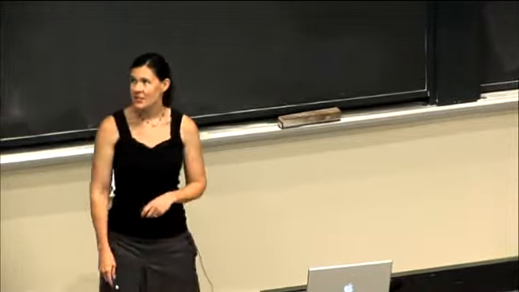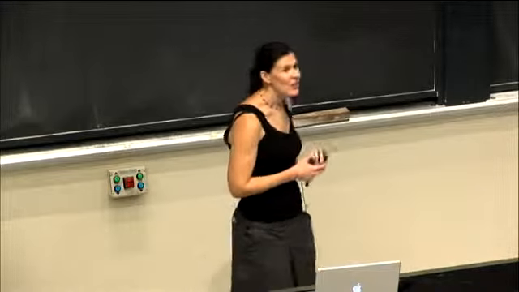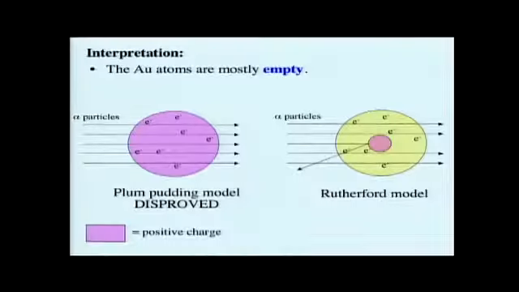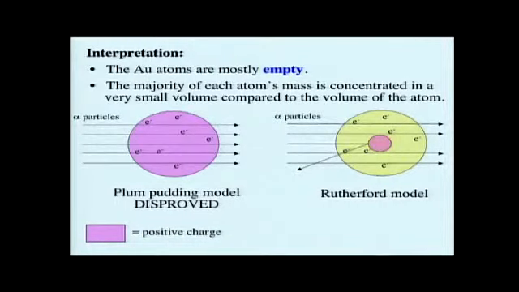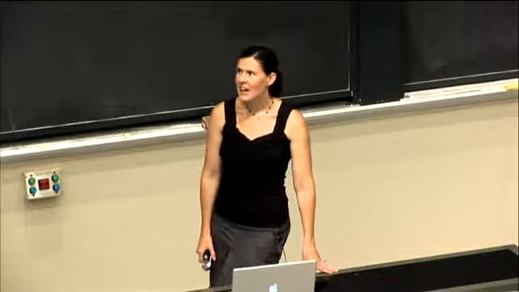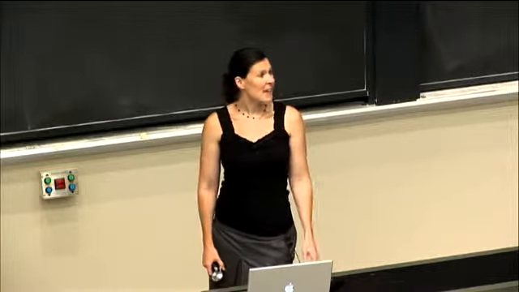Some of these interpretations were that, of course, we now know that these gold atoms must be mostly empty. And the reason that we know that they must be mostly empty is because all but 20 of these 132,000 particles went all the way through. So they weren't hitting anything. We're dealing with mostly empty space. But he also realized that when they did hit something, what they hit was unbelievably massive, and that mass was concentrated into this very, very small space. Eventually, this is what we've come to call the nucleus of an atom.